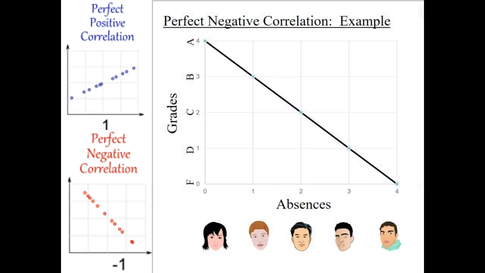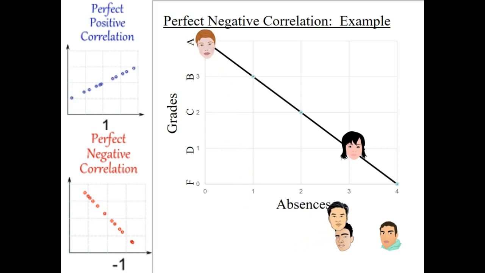Let's say that there is a 5-day seminar that awards grades based solely on attendance. We have absences on the x-axis and grades on the y-axis. If all I know about Linda is that she was absent 3 times, I know that she earned a D in the class. Jill had 0 absences, so I know that she earned an A. Jake had missed all 5 days, so he earned an F. Jamal only missed 1 day, so he earned a B. Juan had 2 absences, so he earned a C.